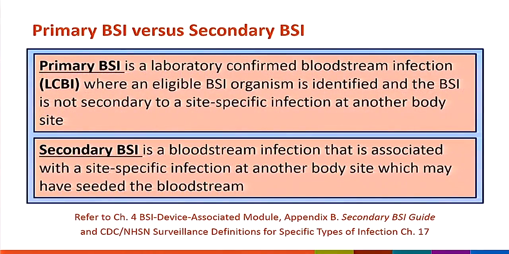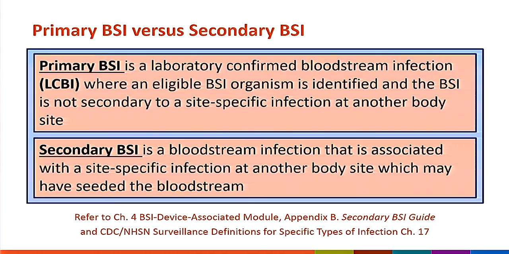So first of all, let's do some basic definitions, and the very important one that we need is to distinguish between our primary and secondary BSIs. And simply put, a primary BSI for NHSN purposes is a laboratory-confirmed bloodstream infection, or LCBI, where an eligible BSI organism is identified in the blood, and the BSI is not secondary to a site-specific infection at another body site.